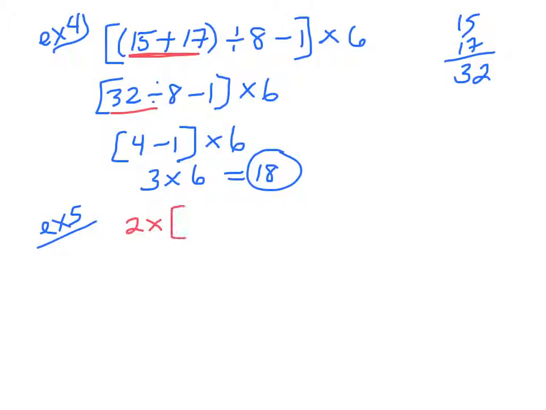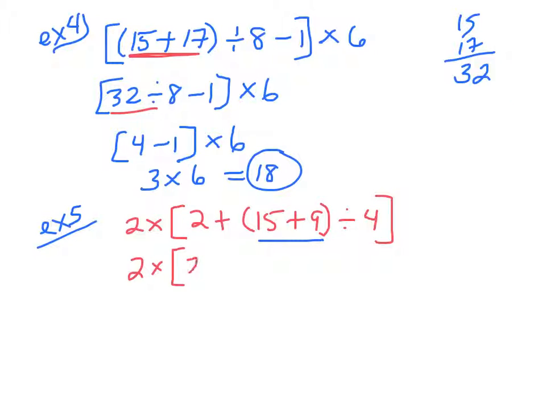2 times, there's my bracket, 2 plus, parentheses, 15 plus 9, divided by 4, end bracket. Alright, inside, this is the part that gets done first. So 2 times, opening up the bracket, 15 plus 9 will give me 24. Inside the bracket, I need to work on my division problem next.